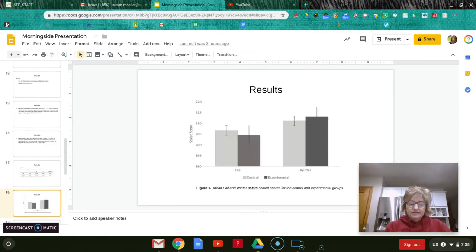This figure shows the means and standard deviations of the control and experimental groups from fall to winter. Even though there was not a significant increase, the experimental group did outperform the control group. The control group showed an average increase of 4.5, while the experimental group increased by 8.7. The expected growth for third graders from fall to winter AMath is 4 points.